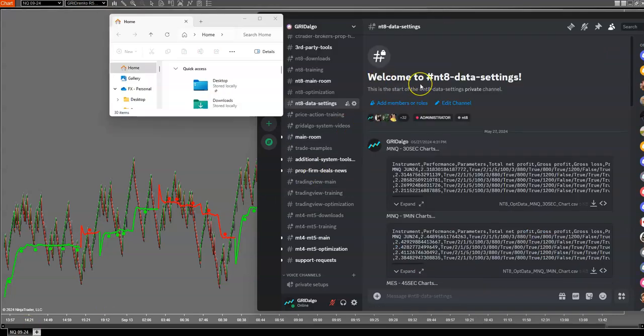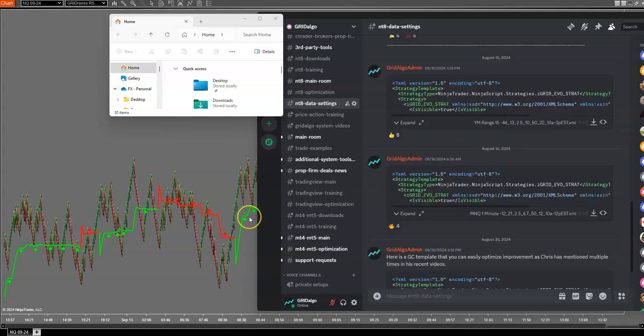And we have an NTA data and settings room where we provide optimization data and really, really basic, like get started stuff. And then we get into more advanced capabilities, stuff on the YM, stuff on the MNQ, stuff on GC. I think we got an oil one getting added and so on. And this is over and above all the templates and settings and everything that continually get talked about in the optimization room, the trade examples room, and so on.